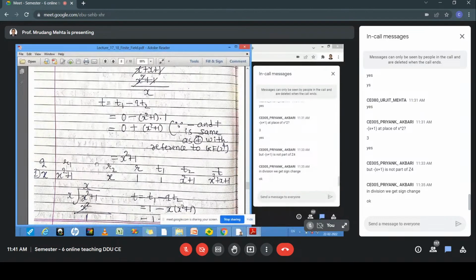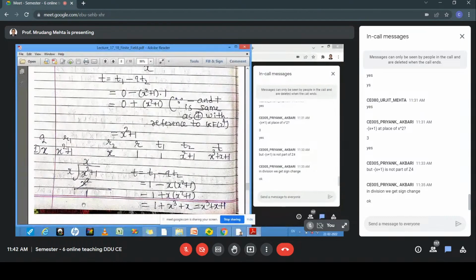Now what we do, we shift. So our R1 is x square plus 1 and R2 is x. The remainder becomes x, so that becomes R2. So x square plus 1 divided by x. So we take quotient x. So what we get is 1. And we have found R equal to 1. So t equal to t1 minus q t2. So that is 1 minus x into x square plus 1, but minus is plus. So x into x square plus 1, that is x cube plus x plus 1. So this is the t.